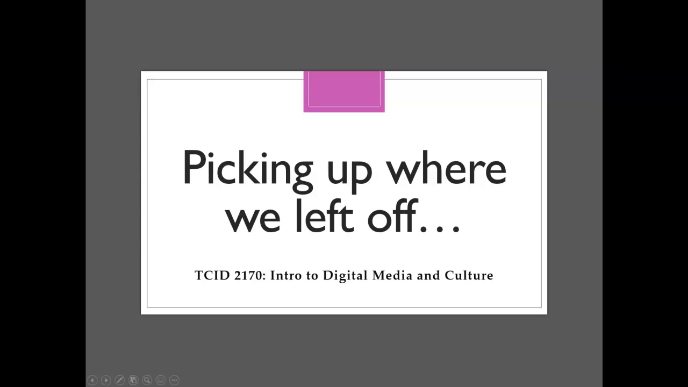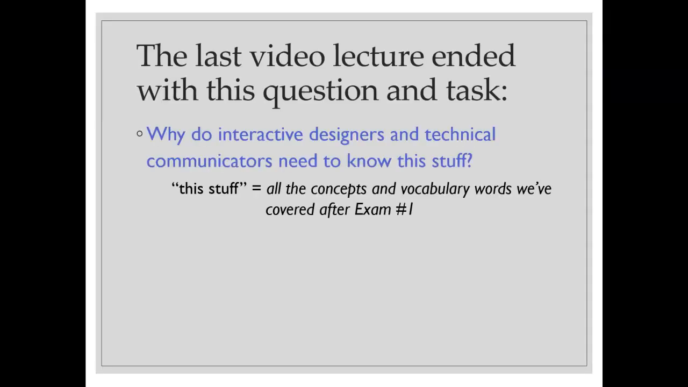In this video lecture, we're going to pick up where we left off with the video lecture about computational and coding literacy. That particular video ended with a question. Why do interactive designers and technical communicators need to know this stuff? And by this stuff, we're talking about the concepts and vocab words we've covered after exam number 1. So information society, algorithms, brands, digital media, automation, databases, hypertexts, interactivity, networks, telepresence, variability, virtuality, computational thinking, and the like.